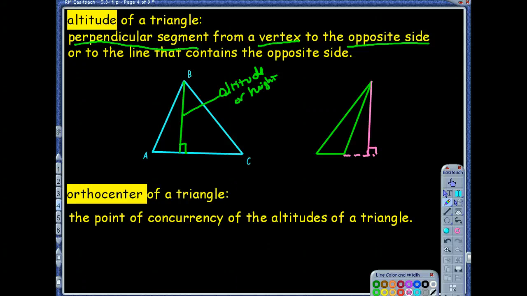Okay. The orthocenter is going to be the point of concurrency of altitudes of a triangle. So that's another one of those keywords we need to know. We've seen the centroid today, which is the point of concurrency of the medians, and the orthocenter is the point of concurrency of the altitudes. And we also have the circumcenter and incenter, involving perpendicular bisectors and angle bisectors. Yes, 4 different points of concurrency that we have to remember.